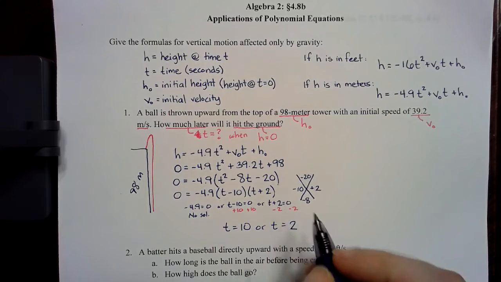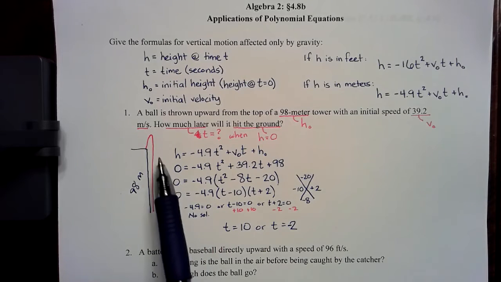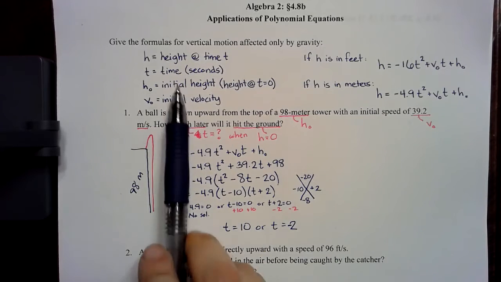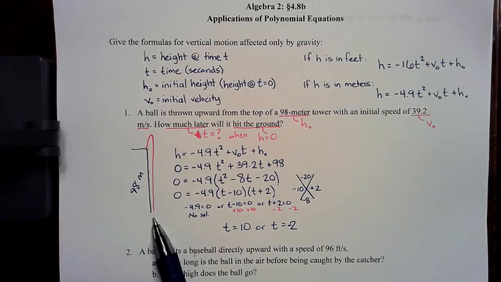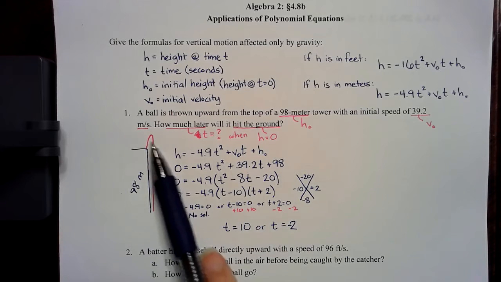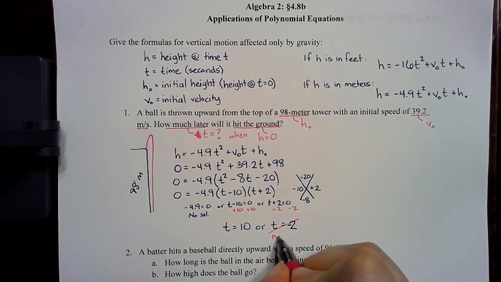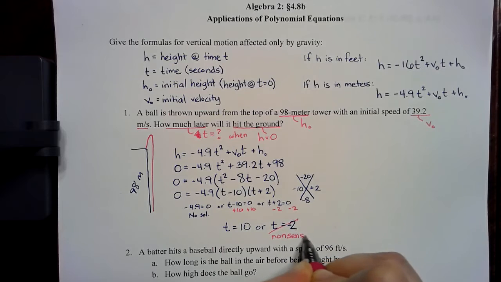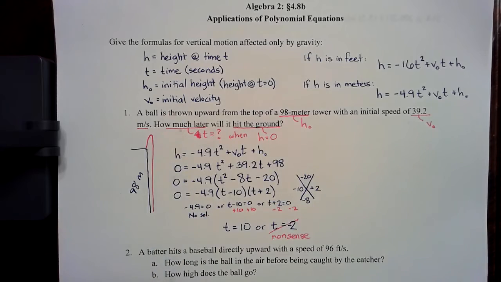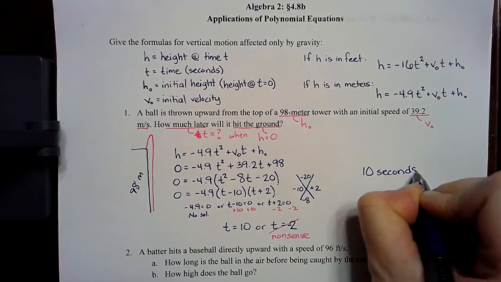So let's look back at my picture. t is measured in seconds. So I'm saying that this ball is going to hit the ground 10 seconds, positive 10 seconds later, or negative 2 seconds before it was thrown. So this answer here is nonsense. So my final answer to how much later will it hit the ground will be 10 seconds.